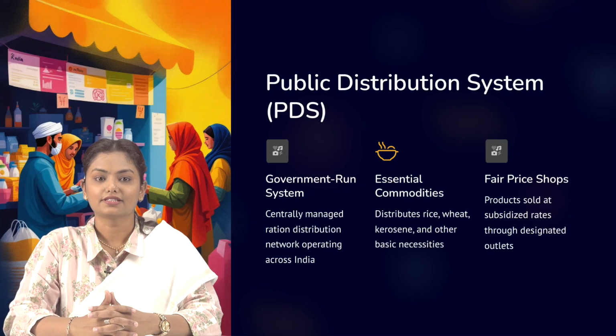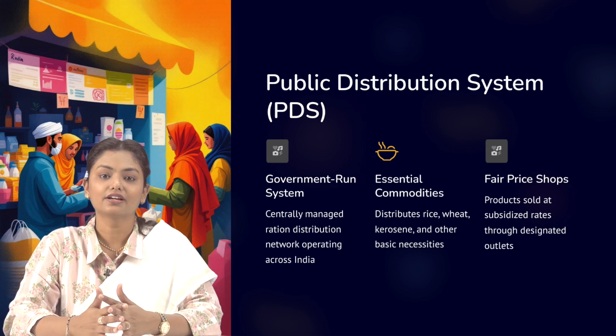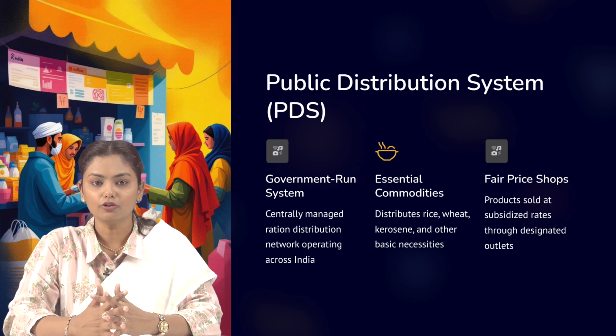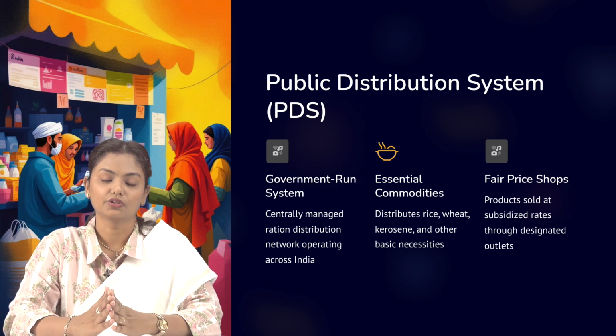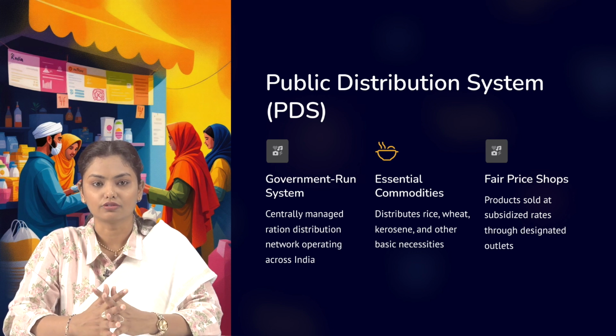The PDS is a government led mechanism designed for distributing vital items to a vast section of the population. This distribution occurs through a widespread network of fair price stores, commonly known as ration shops. The commodities typically distributed through the PDS include essentials like wheat, rice, sugar, edible oil and kerosene.